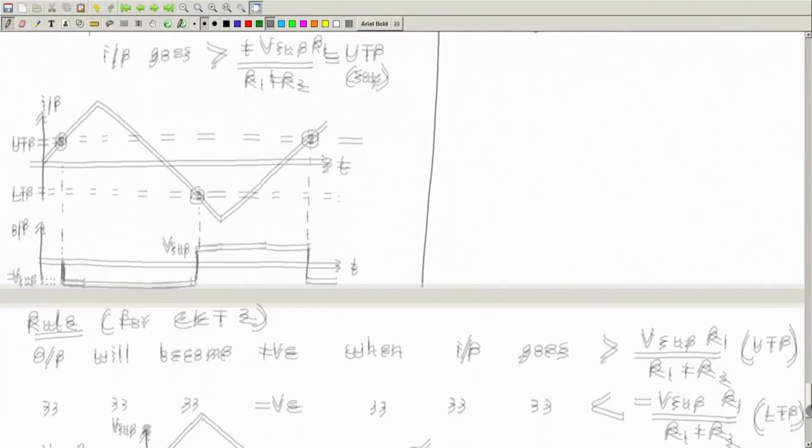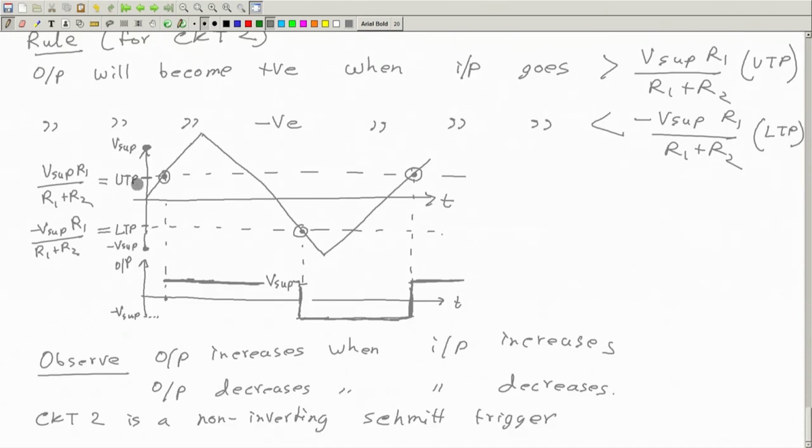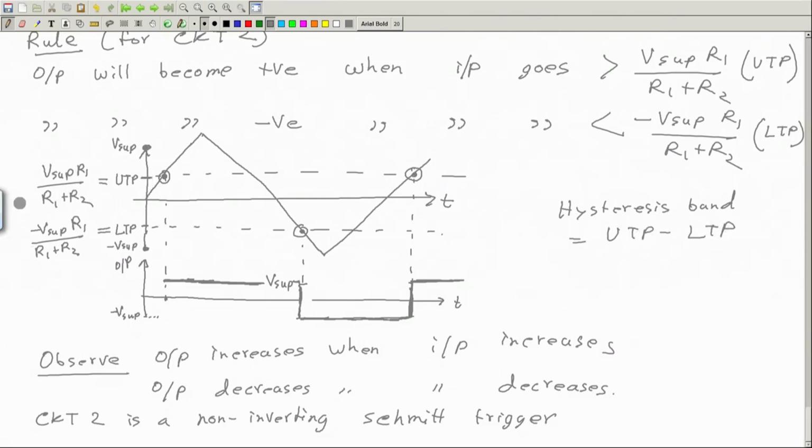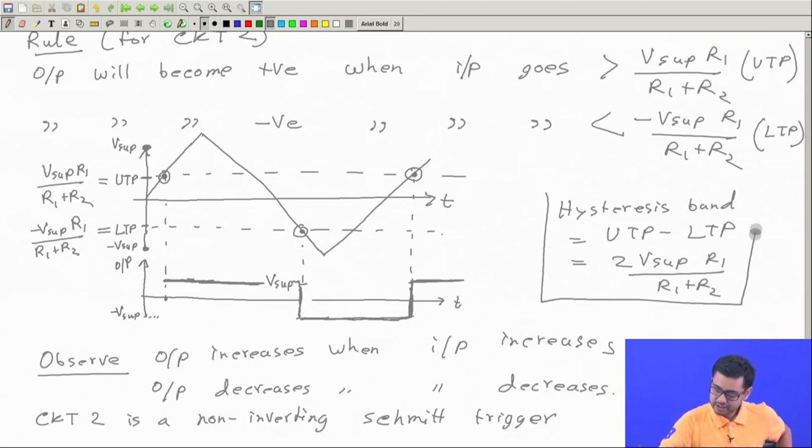Yes, and last thing, as you know, the hysteresis band is the gap, as we have defined before, between these two values, upper trigger point minus lower trigger point. So, therefore, for this circuit, this will become 2 V supply R1 by R1 plus R2. Similarly, you can find the hysteresis band for the other circuit.